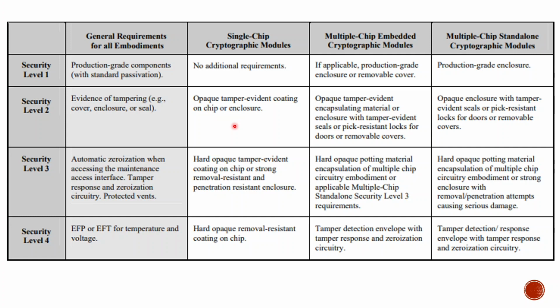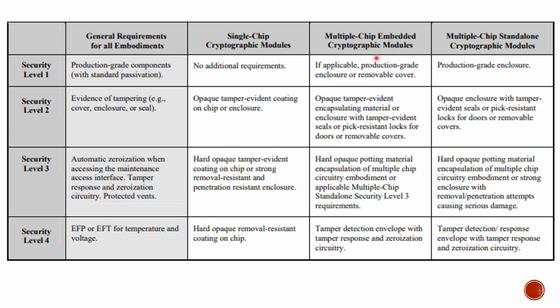Alternatively, the enclosure itself can be designed such that any attempt to remove or penetrate it will likely damage the module beyond its functionality. At level 4, it is the strongest physical security level. The module must have a hard opaque coating which is difficult to remove without damaging the module. This coating should also be resistant to the solvents that can dissolve it without harming the module itself.